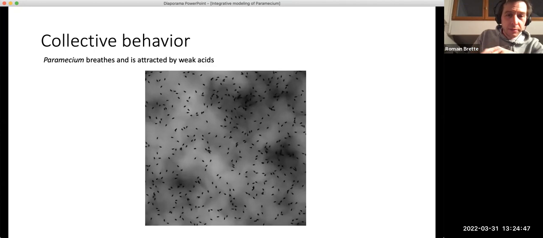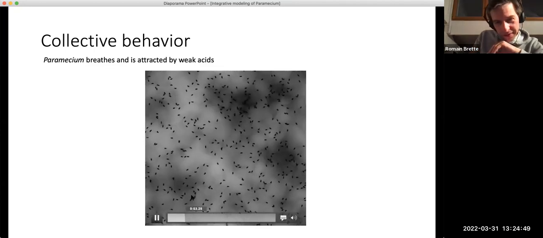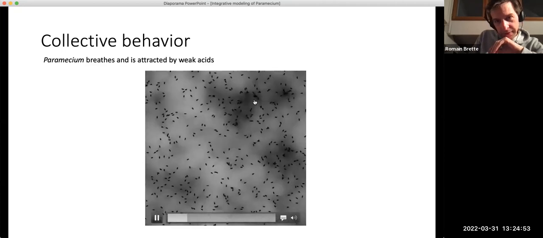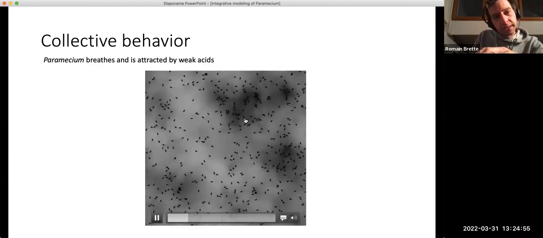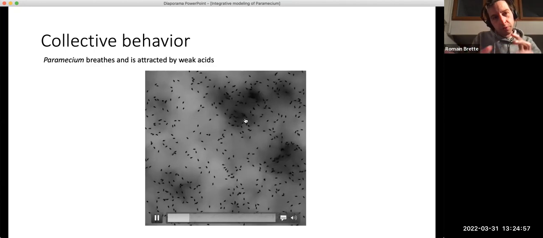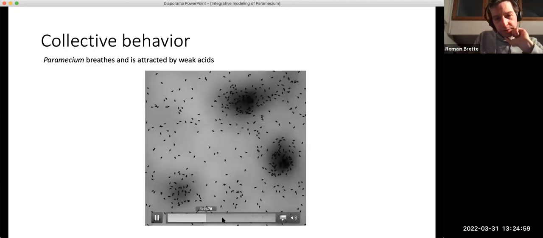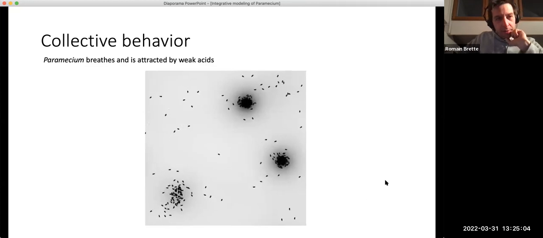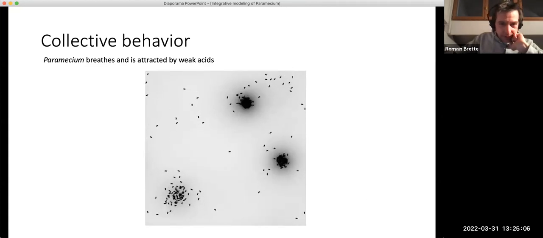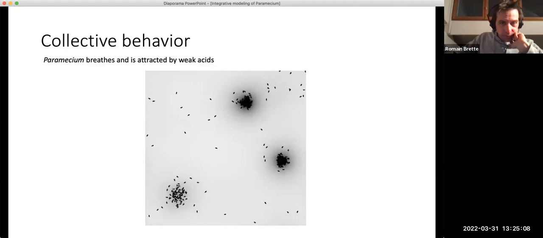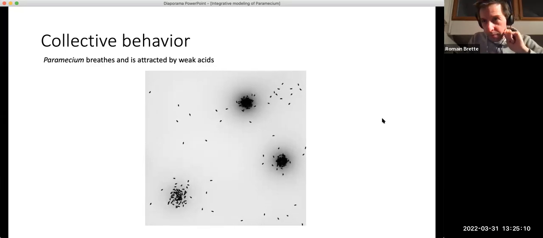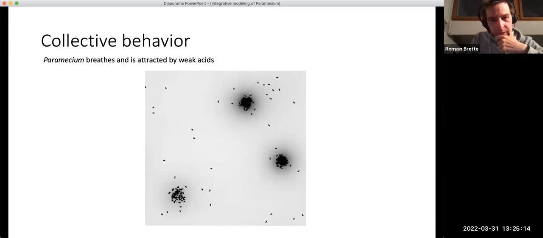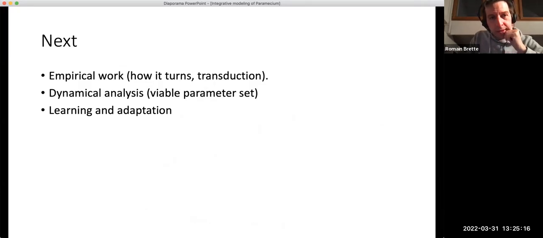Now, after some time, I might have to move forward a little bit, but you can already kind of guess what's happening here. They are starting to gather, and because they gather, they produce more CO2. So it's going to amplify the phenomenon, and after some time, you can see these things happening. They're going to gather in some places. All right, so this is basically all I wanted to show.